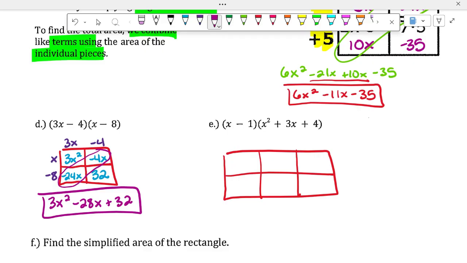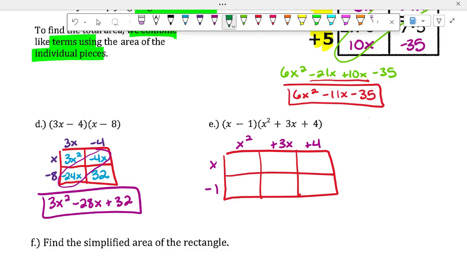Now, when you have a true rectangle, meaning you have a different length and a different width as your box, that's when putting the correct polynomial in the correct spot holds up. So which polynomial goes on the side, the x minus 1 or the x squared plus 3x plus 4? X minus 1 goes on the side because that's the 2 term. So that means x squared plus 3x plus 4 goes on the top. And then it's just business as usual.